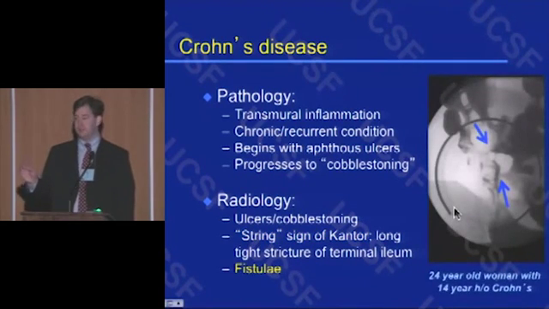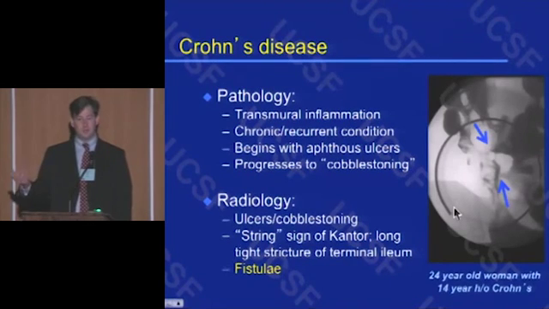Lastly, because of transmural inflammation, you can get multiple fistulas. They can go anywhere in the tract. This is just an example of an enteroenteric fistula, multiple little enteric fistulas, outlined by the arrows.